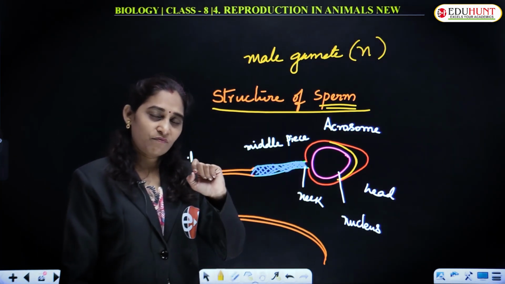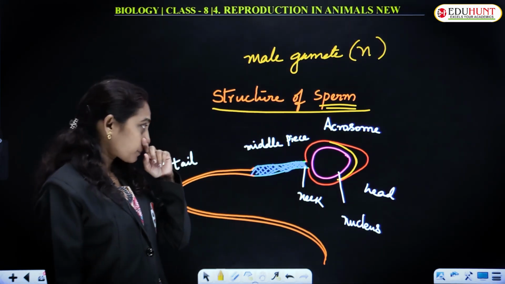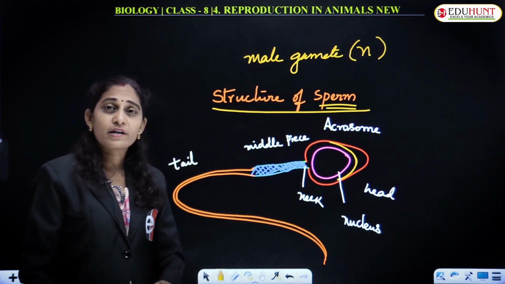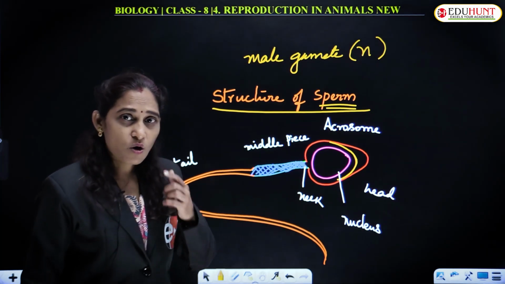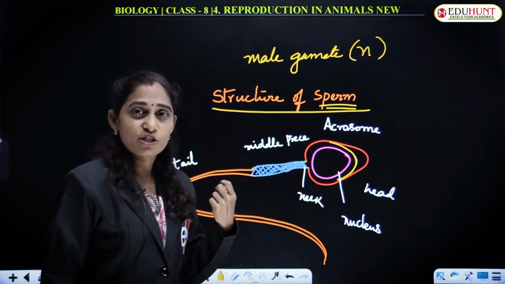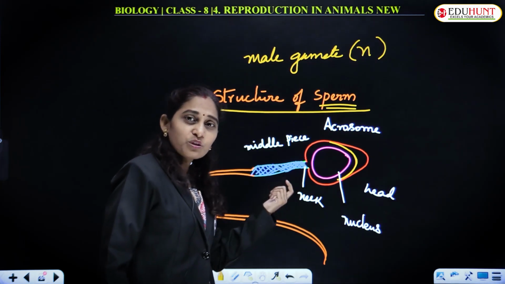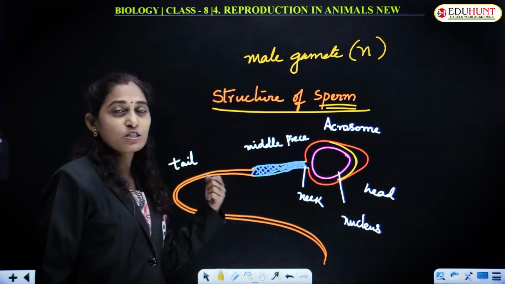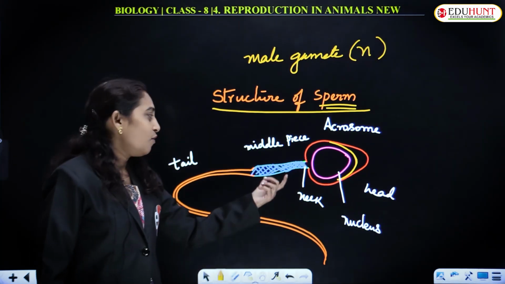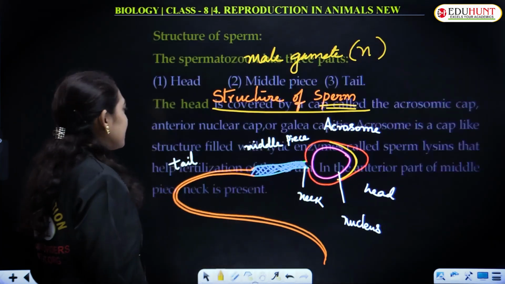which enters the ovum and fuses with the nucleus of the ovum, that is the female gamete. And the middle portion has mitochondria. Mitochondria are the cell organelles which are responsible for energy production and energy storage. Mitochondria of the middle piece provide energy to the sperm. Its motility is facilitated by the tail, which is covered by a plasma membrane. Let's see the structure in detail.